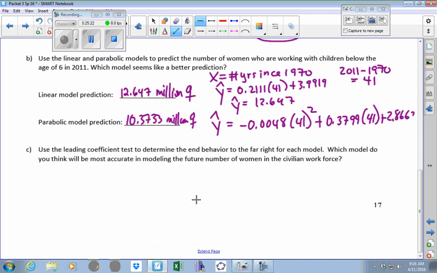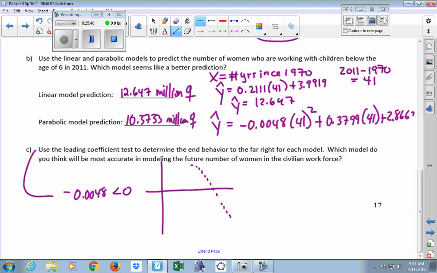The leading coefficient is negative 0.0048. So it's less than 0. And the degree is a parabola. So that tells us that the end behavior of this parabola is going to be going down. So if we had to use this deep into the future to predict the number of women in the civilian force, we don't even know if it's going to continue to rise.